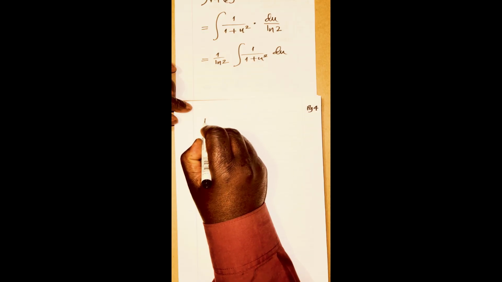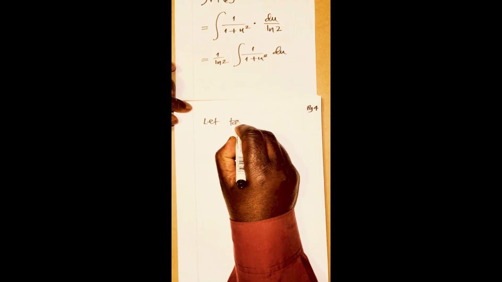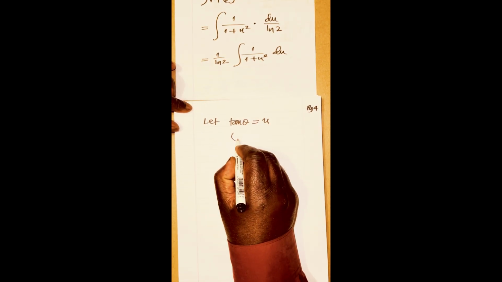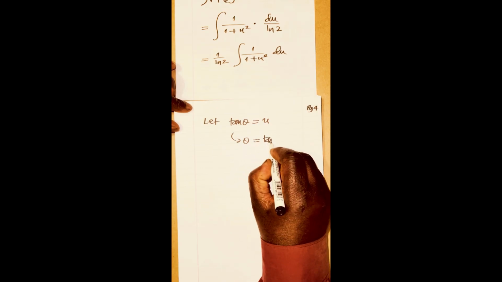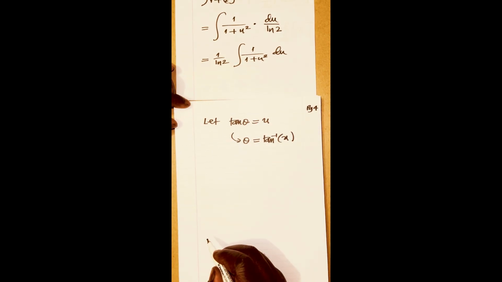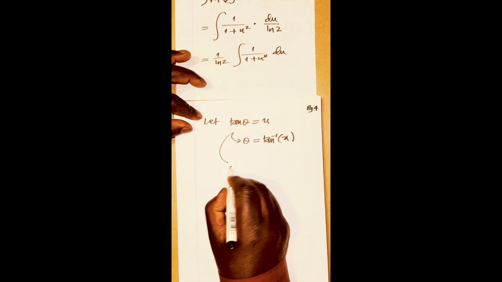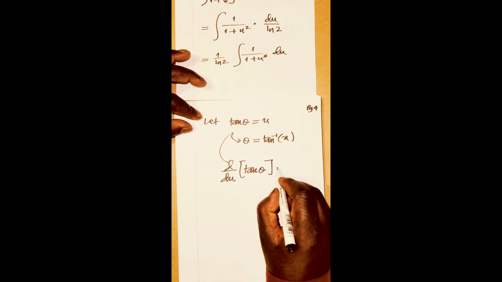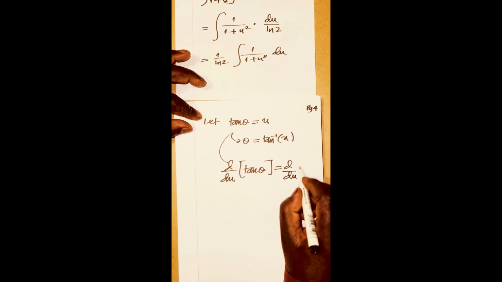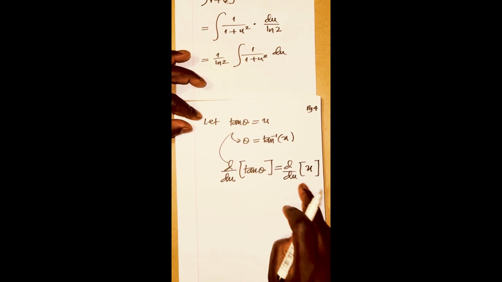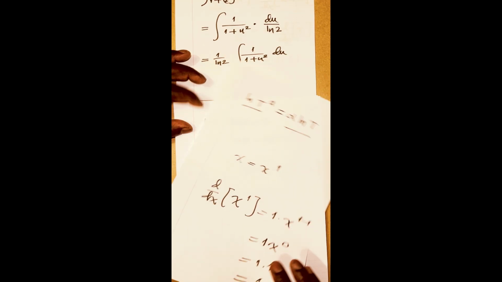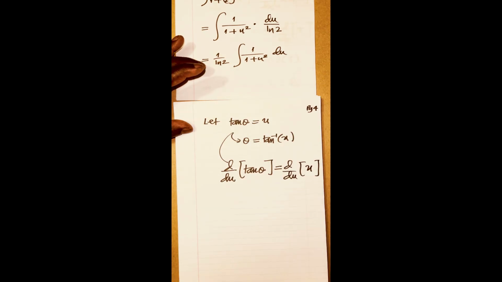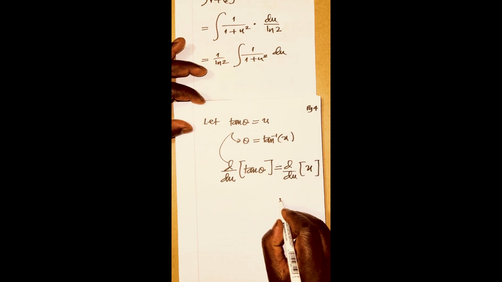We're now going to let tan theta be equal to u. Two equations are obtained from this. The first one is theta will be arctan or tan inverse of u. The second one is to differentiate both sides with respect to u. So derivative with respect to u of tan theta must be equal to derivative with respect to u of u. If you remember, this is similar to derivative with respect to x of x. It must give you 1. And so using this understanding, this should also give you 1 on the right hand side. So on the right hand side we have 1.